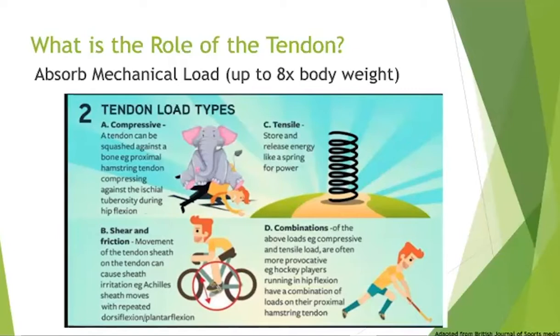So this is the ankle. It's going to move up and down as you're cycling. The third one is tensile. So think of a spring. You're storing and releasing energy for power. And then a combination is going to be movements in more than one direction.